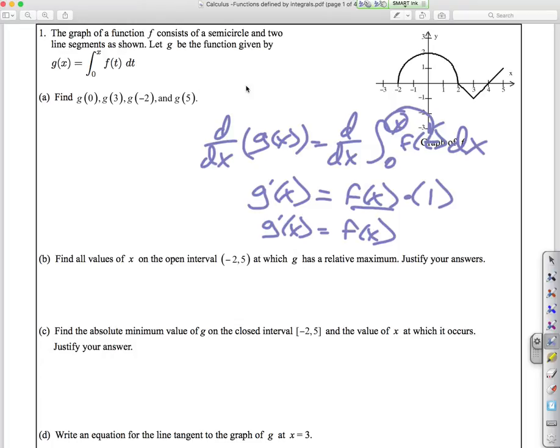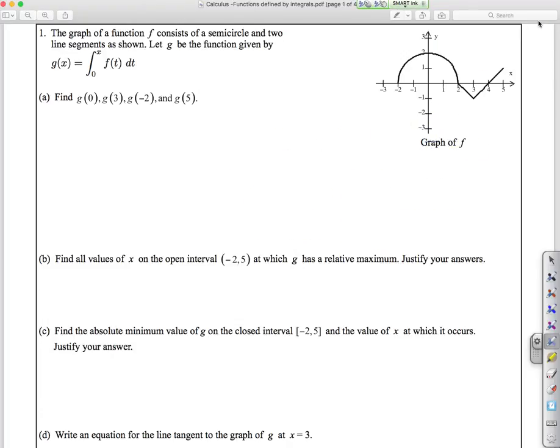So I have the graph of f, which means I also have the graph of what? What we just proved. This is also the graph of g prime. That doesn't really come into play until we get to B and on. You can do the first part without knowing that, but we need to know that. Alright, so g of 0. What do I do to find g of 0?